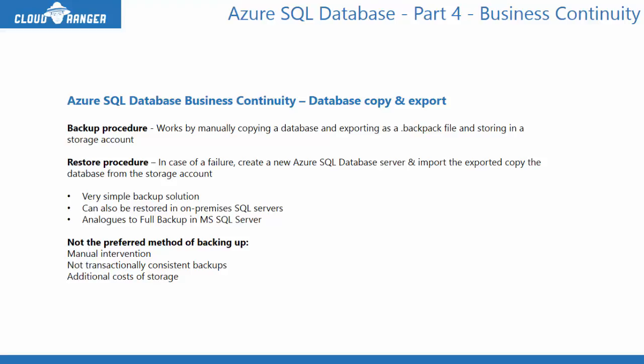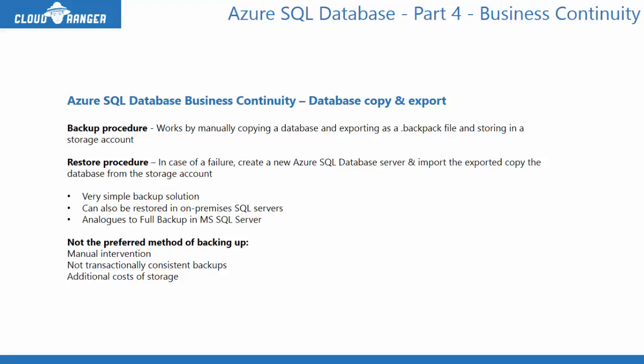So the backup procedure is very manual, like I mentioned. It's copying and exporting the database to a bacpac file, and I have spelled that wrong. I actually spelled it with a K. There's no K in there. In a previous session we saw how you can use Management Studio to export your database to a bacpac because we are doing a migration or an on-premise restore. So this is very similar. You basically export the database to a bacpac file and store it in a storage account.